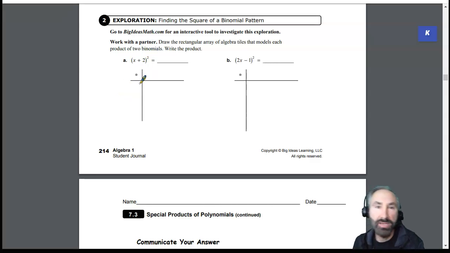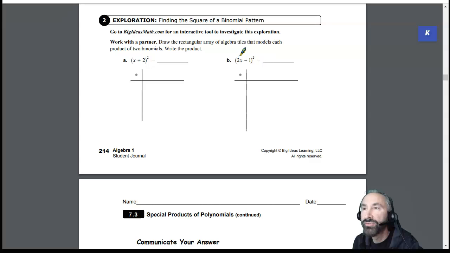This is the second part of special products of polynomials. Again, the idea is, what do you get as a product when you multiply two things together? In this case, we're talking about multiplying things that are added together. So x plus 2 squared really means x plus 2 times x plus 2. X plus 2 is a polynomial, and I'm multiplying it times itself.